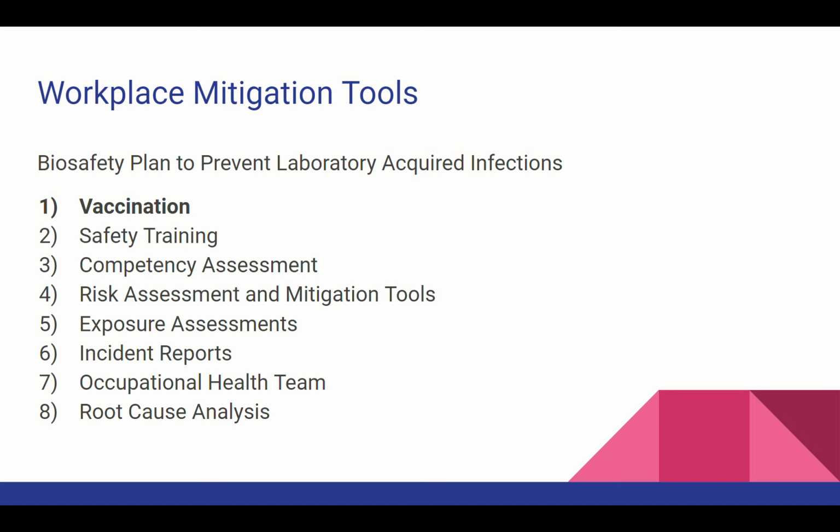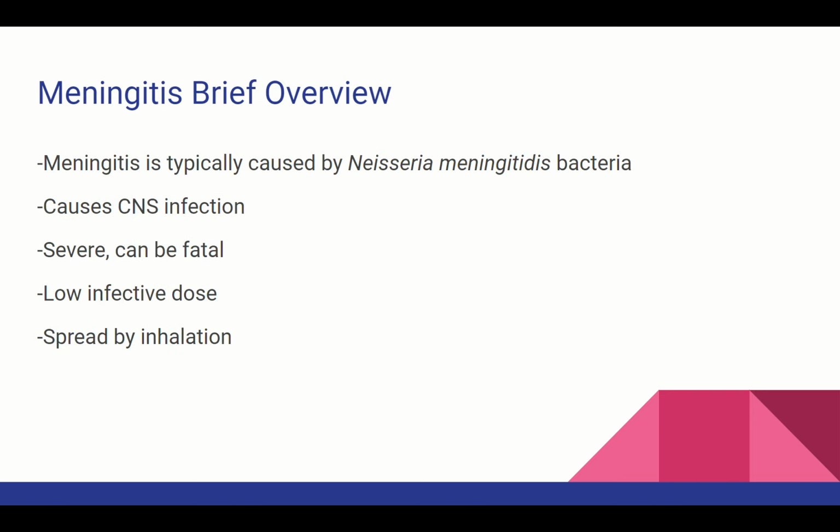in the laboratory space. But typically, a biosafety plan also includes safety training, competency assessments, risk assessments and mitigation tools, exposure assessments, incident reporting, intervention of the occupational health team for any exposures, and then a root cause analysis after an exposure is done. Let's focus on vaccination. We're going to talk today about meningitis vaccination.